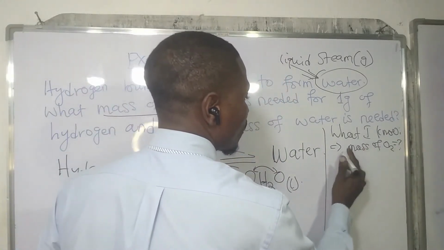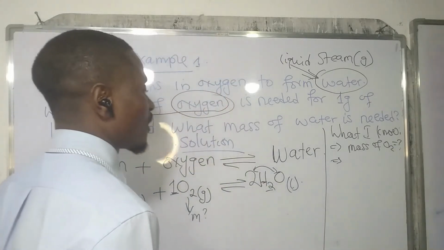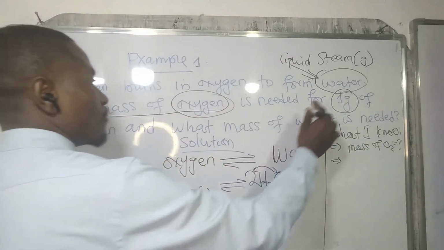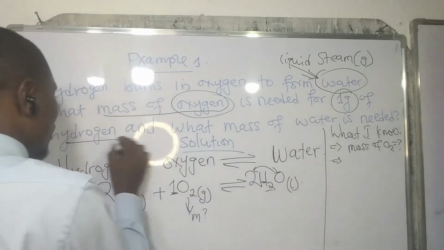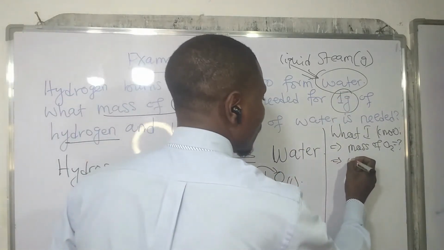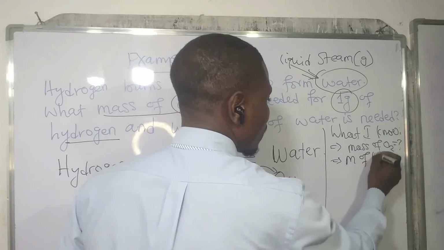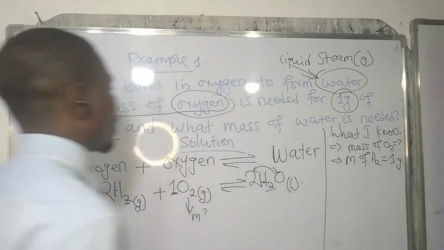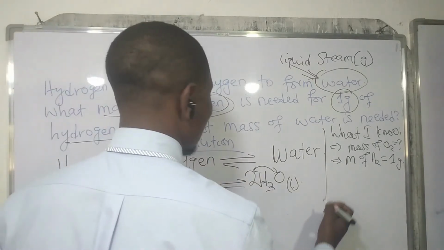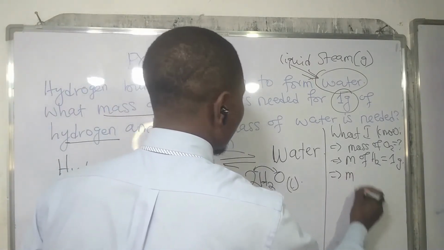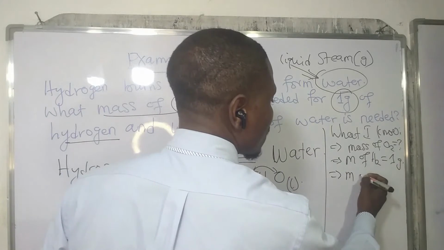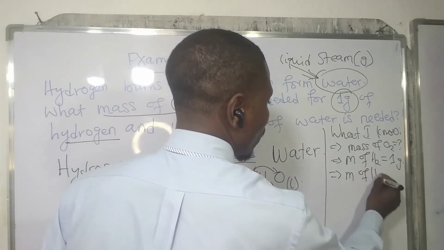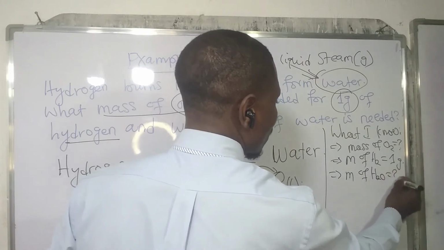Okay, and then what else? What information do I know? Okay, so I know that 1 gram of hydrogen. So the mass of hydrogen is just 1 gram. Okay, and then the other information is that they need the mass of water. So the mass of H2O equals question mark.